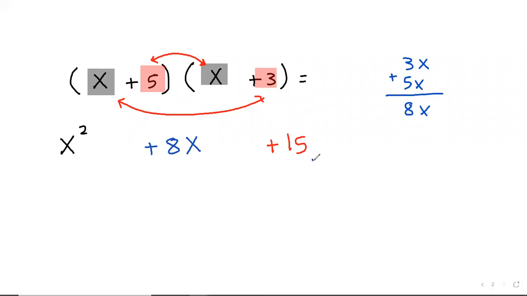So what is this 15? This 15 is the product of the second by the second. So 15 is the product we have got from multiplying the second by the second. What is 8x? 8x is the sum. Sum of what? Sum of the extremes plus means. So 8x is the sum.